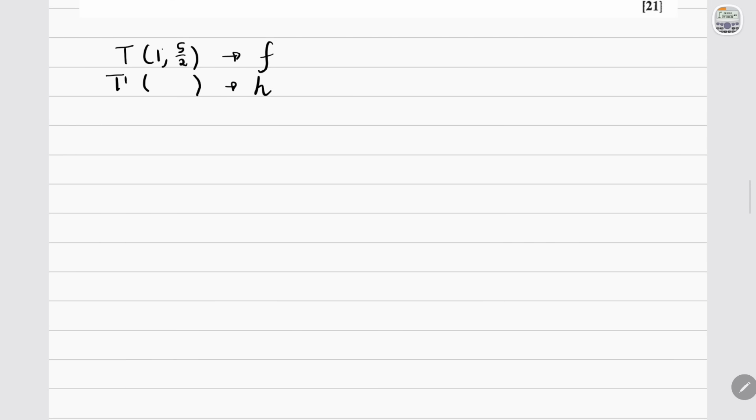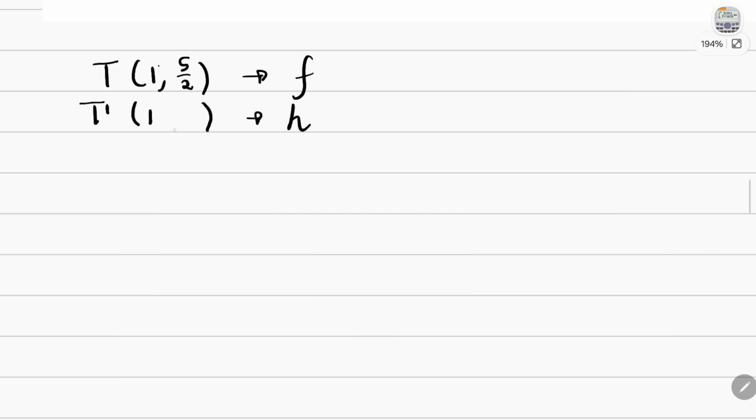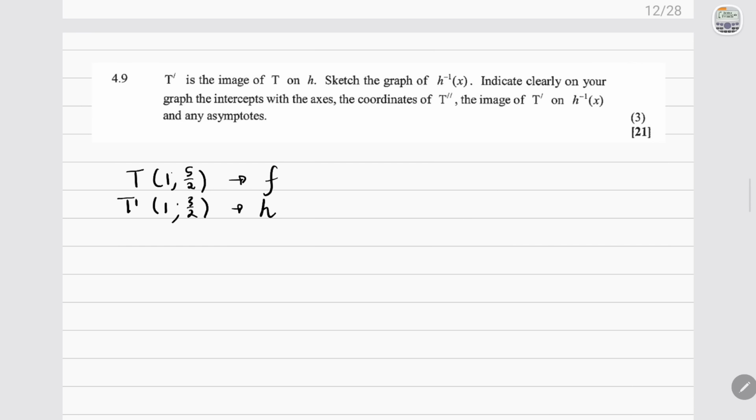So what would that point become? You had this before, so it would have become 1 and negative 5 over 2. Then you must still add 4 to it. So I multiply the y value by negative 1, and then add 4. What is that going to be? Well, I can just say 8 over 2, that is 4, and then 8 minus 5 is 3, so that's just 3 over 2. So this becomes 1 and 3 over 2. That is what that point would look like on h.